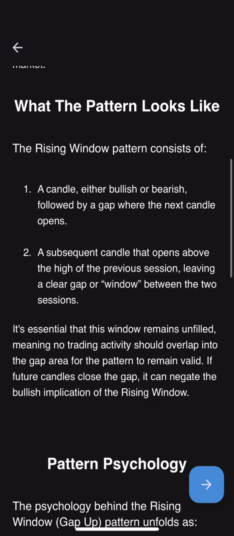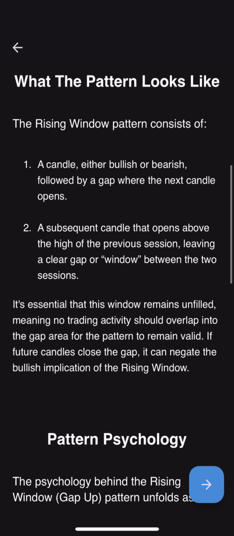What the pattern looks like: the rising window pattern consists of a candle, either bullish or bearish, followed by a subsequent candle that opens above the high of the previous session, leaving a clear gap or window between the two sessions. It's essential that this window remains unfilled, meaning no trading activity should overlap into the gap area for the pattern to remain valid. If future candles close the gap, it can negate the bullish implication of the rising window.